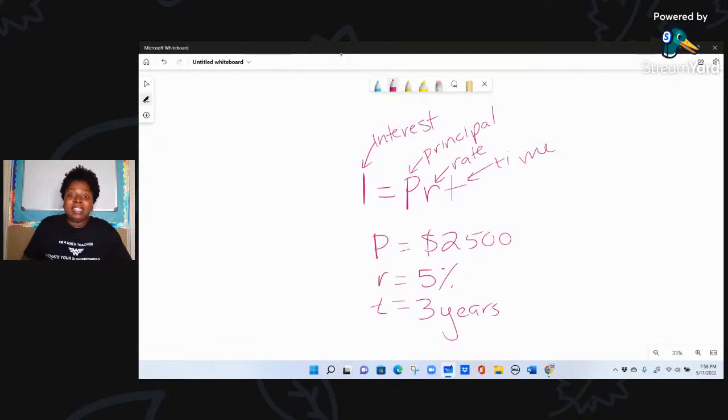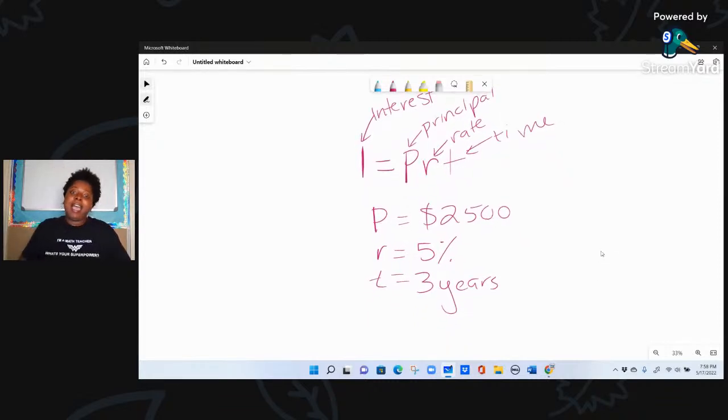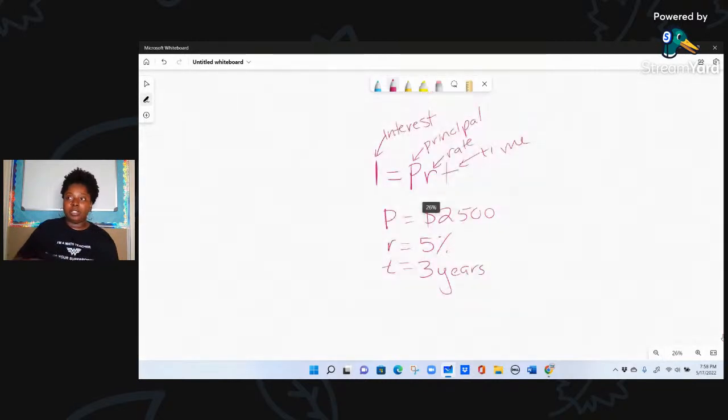So watch out when y'all do loans in the future. It's a life lesson right here. Watch those rates. So we just plug it in, right? So how much interest am I going to pay over those 3 years? So in addition to the $2,500, how much of that is going to be interest?